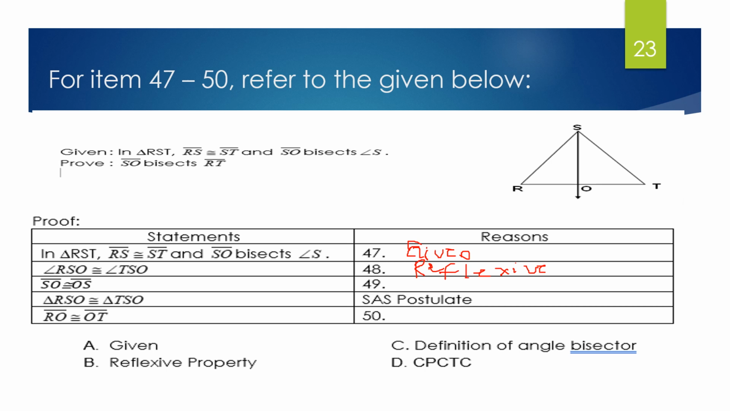SO is congruent to SO. That's also reflexive. It's just a reflection of itself. So RS is congruent to ST by congruence. That means RO is congruent to OT. That is true by CPCTC: corresponding parts of congruent triangles are congruent.